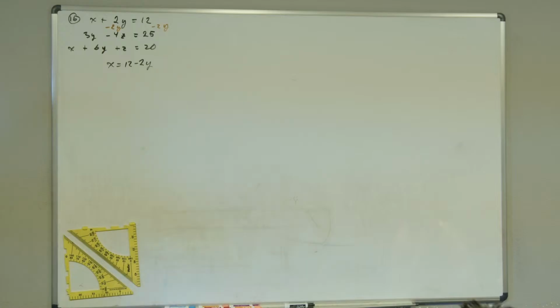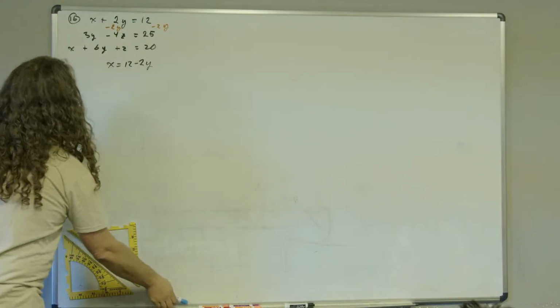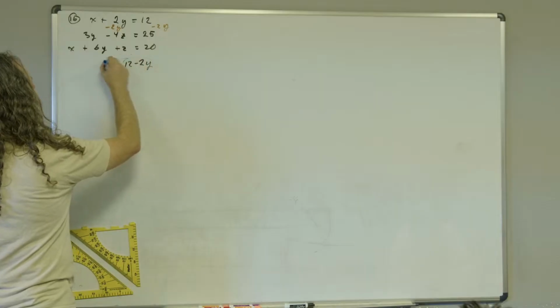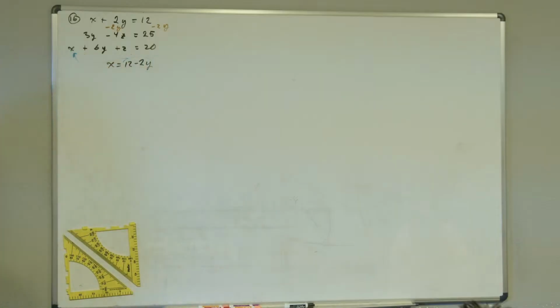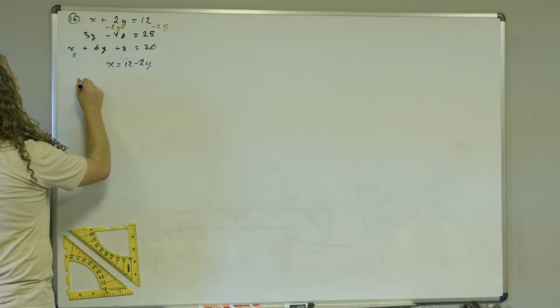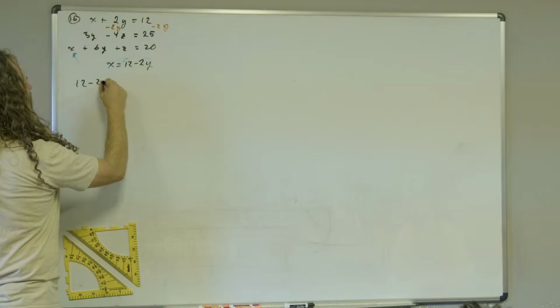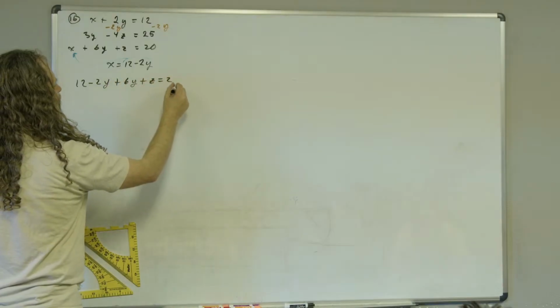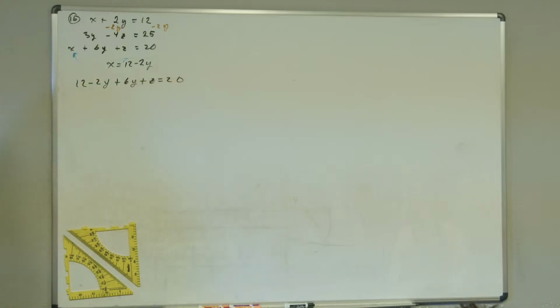What can I do with that? Substitute back in for one of the other equations. Which one? The bottom one. The third one's the only one that's got an x, right? Exactly. So now I've got the equation 12 minus 2y plus 6y plus z equals 20. What can I do with that?